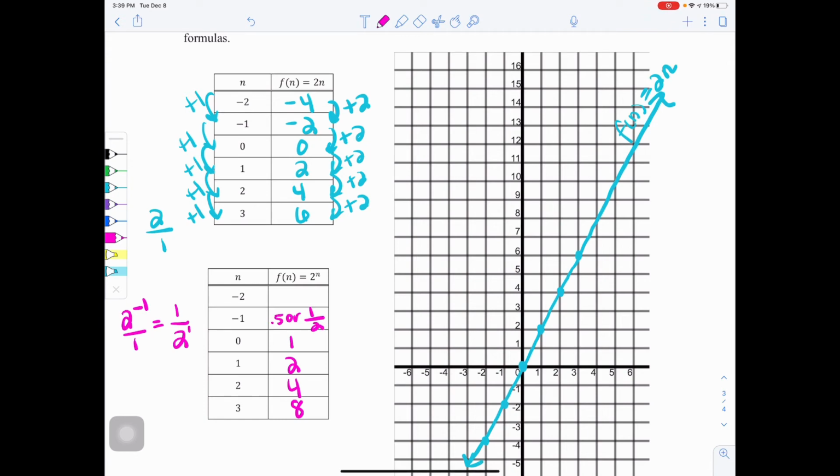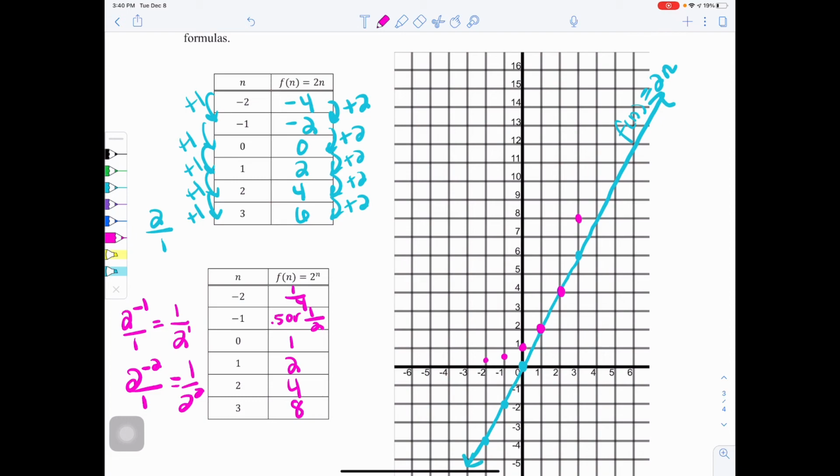When I did 2 to the negative 2, it would be 1/4, because we would write it as a fraction and flip it, and 2 squared is 4. So now we're going to create this graph. Negative 2, 1/4 would be about there. Negative 1, 1/2; 0, 1; 1, 2; 2, 4; and then 3, 8, which you can see is above our other function.